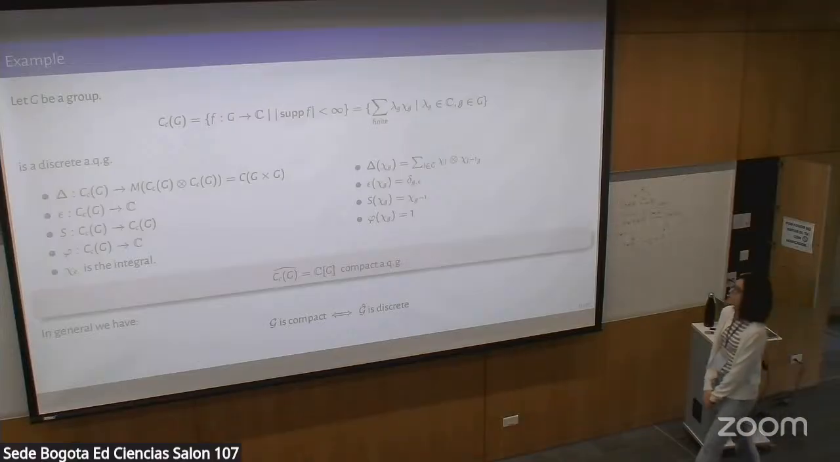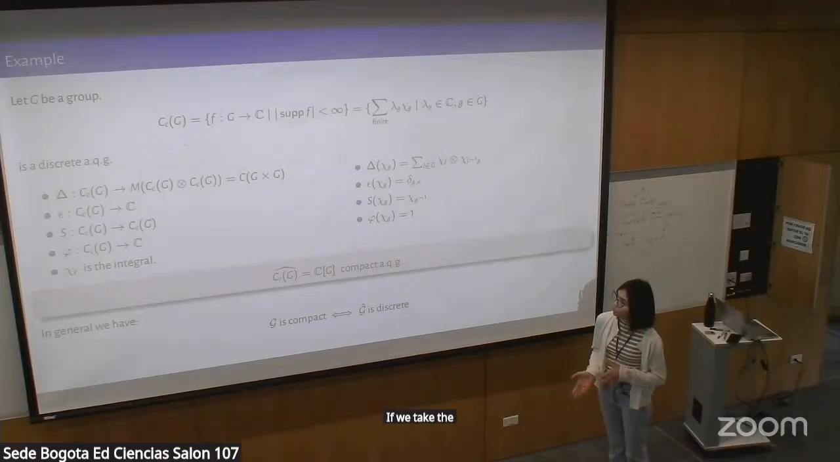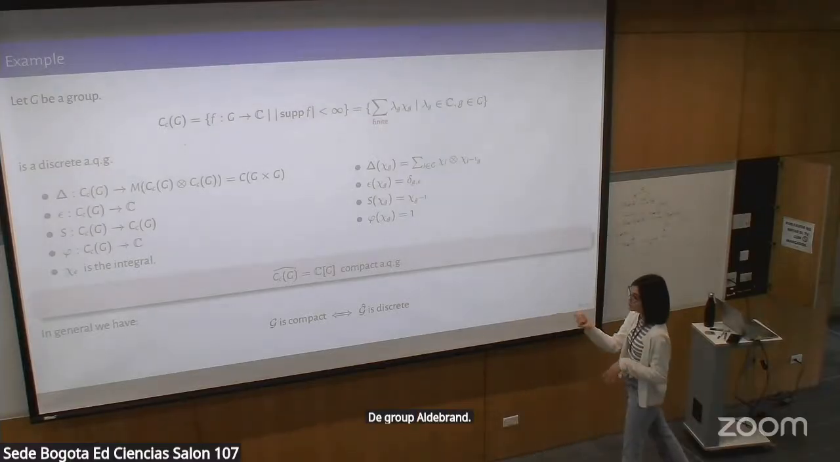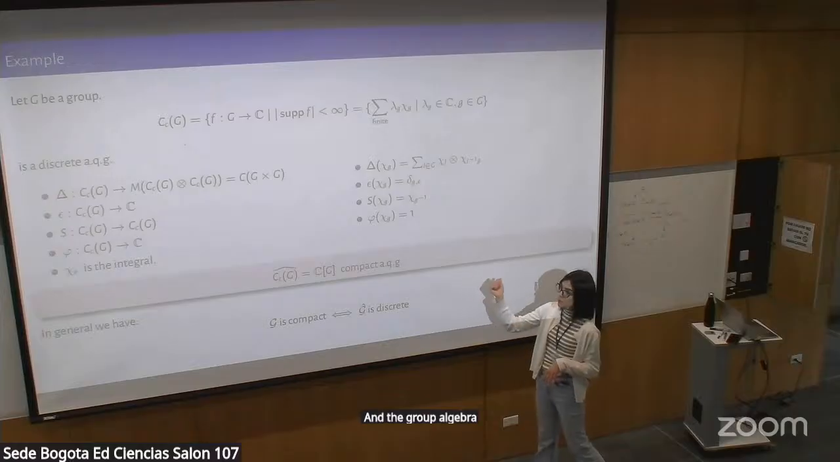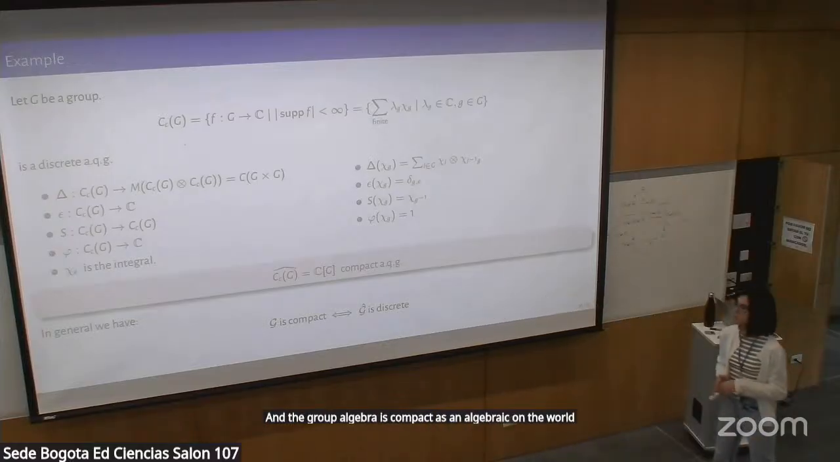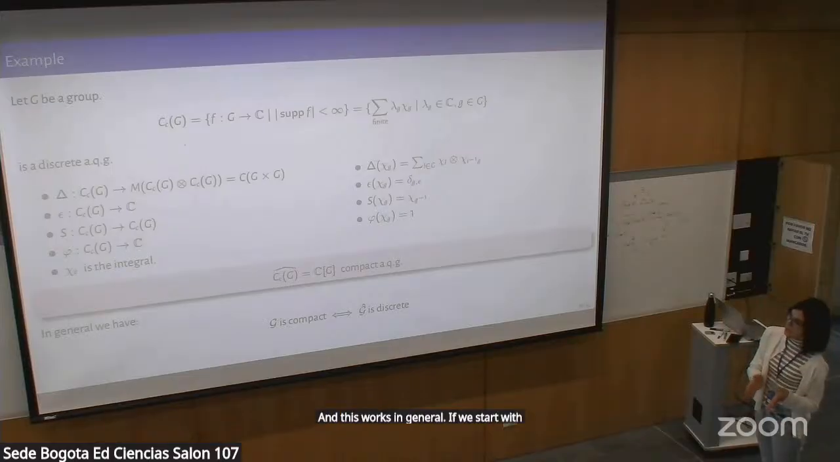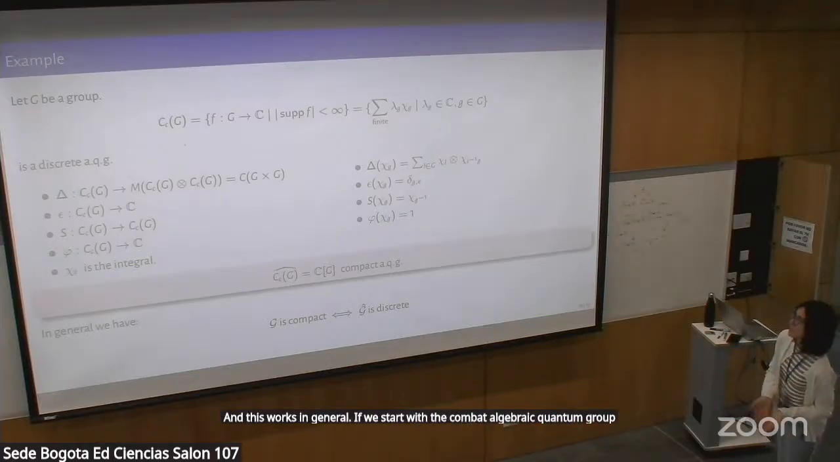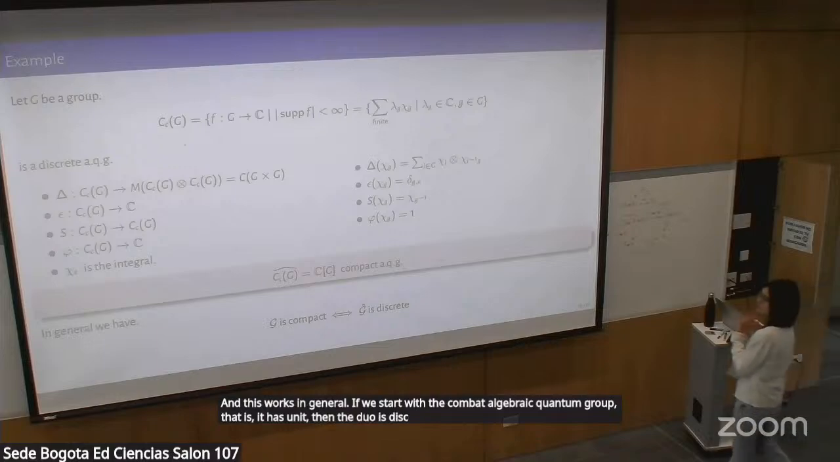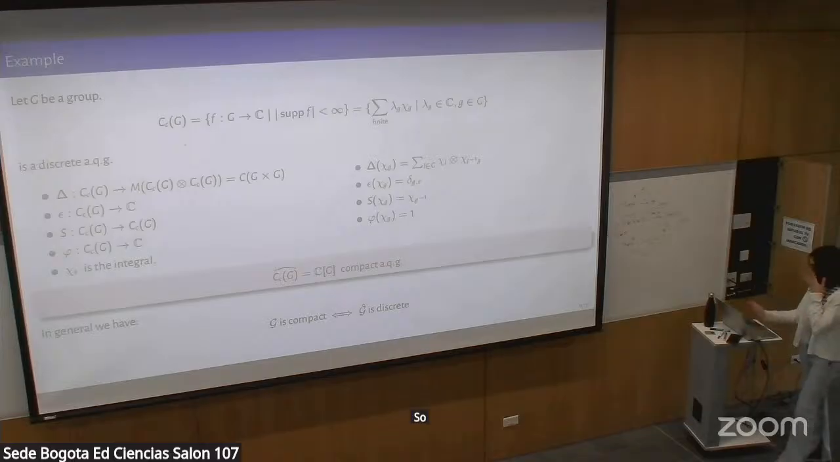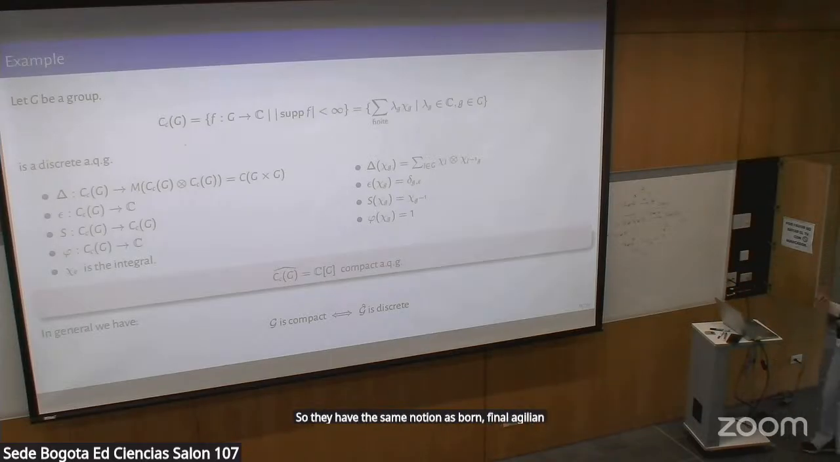And if we take the dual as an algebraic quantum group, we recover the group algebra, okay? And the group algebra is compact as an algebraic quantum group because it is always unital. And this works in general. If we start with a compact algebraic quantum group, that is, it has a unit, then the dual is discrete, that is, it has an integral. So we have the same notion as for finite abelian groups when we take duals.